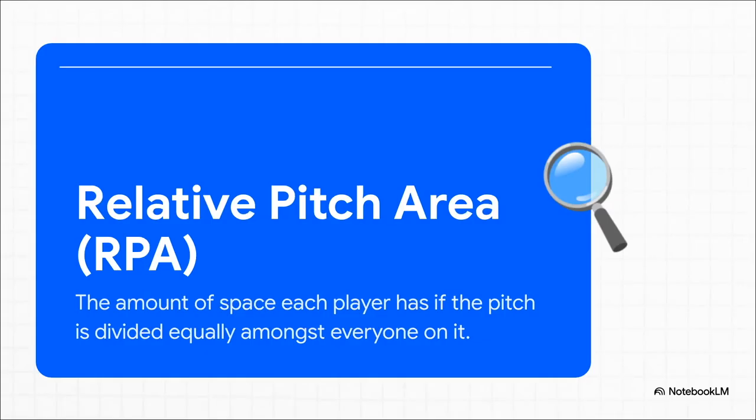Okay, so what exactly is it? Well, put simply, RPA is just the average amount of space that each player has. Just imagine taking the entire pitch area and dividing it up into equal little slices for every single player on the field. That little personal patch of grass, that's their RPA. It's a really simple but super elegant way to measure how dense or how spread out your players are.